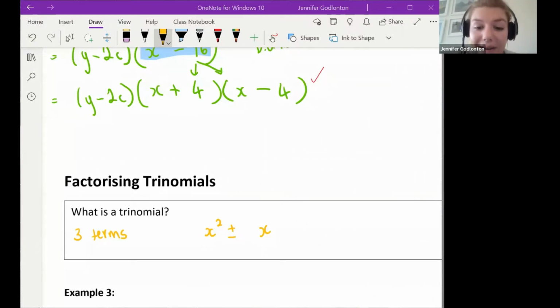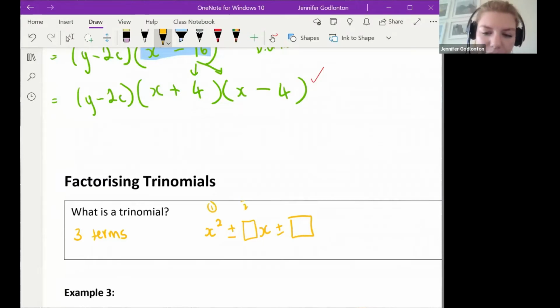Okay, so when we have a trinomial that we're factorizing, well, in grade 9, you're really lucky because it's always just going to be x squared. You won't have a number in front of that x squared. Then you're going to either have a plus or a minus, and a number with an x, and then a plus or a minus, and a number. So there will be 3 terms. That's term 1, term 2, term 3, and it would be x squared, x and then a constant. Okay, so x squared, x and a constant.